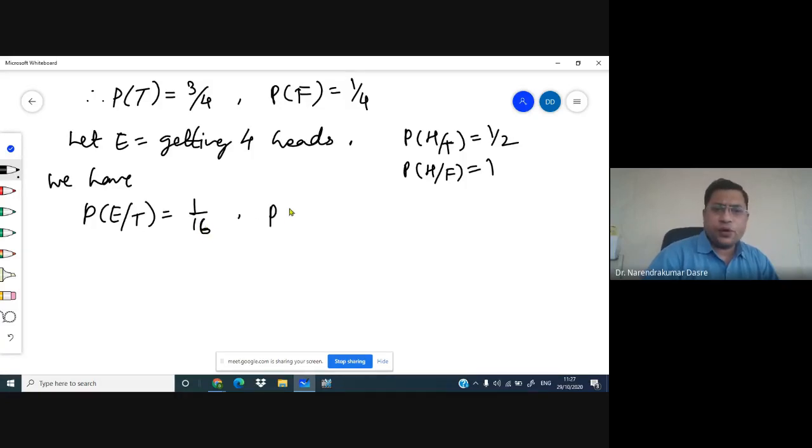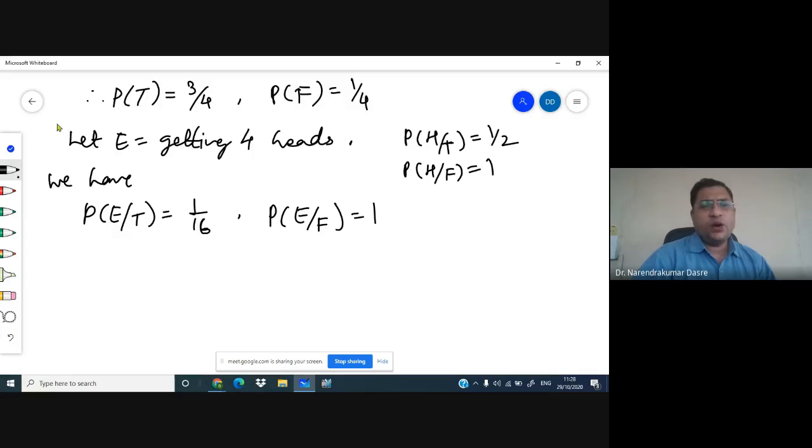And the probability of getting 4 heads when the false coin is used is 1, because the probability of getting head when the true coin is used is half, and the probability of getting head when the false coin is used is 1. So here we have all 4 heads: 1 into 1 into 1, 4 times, and for the true coin 1/2, 4 times. So that's what we have, 1 by 16.